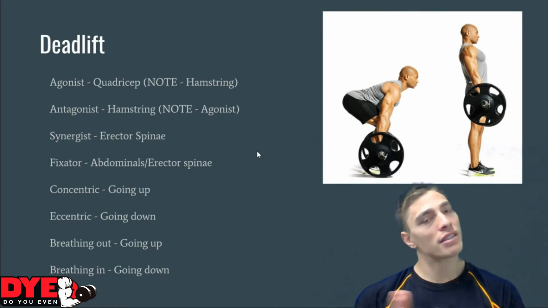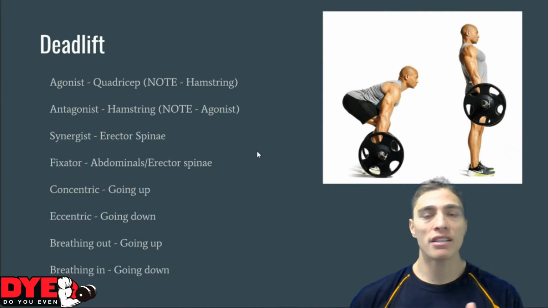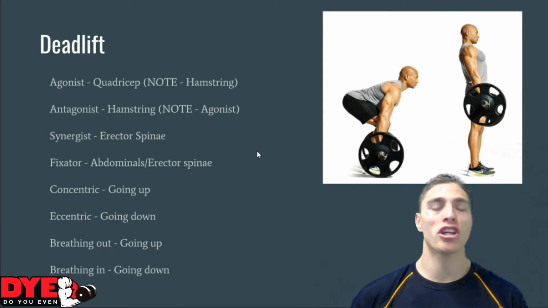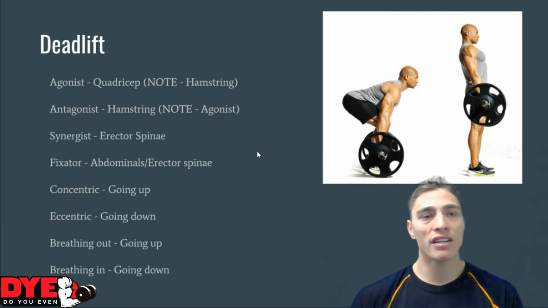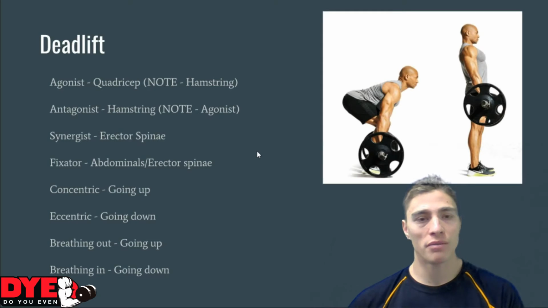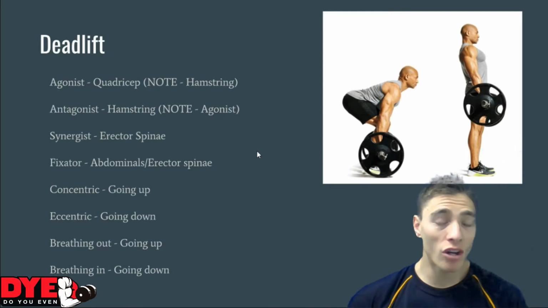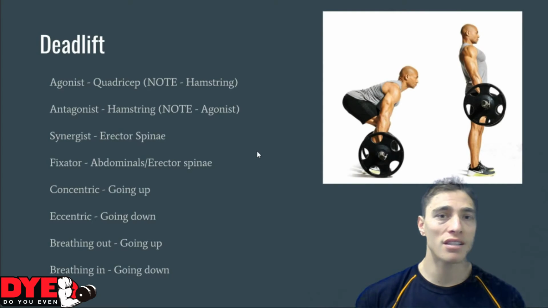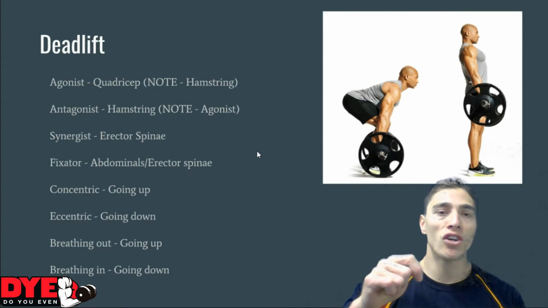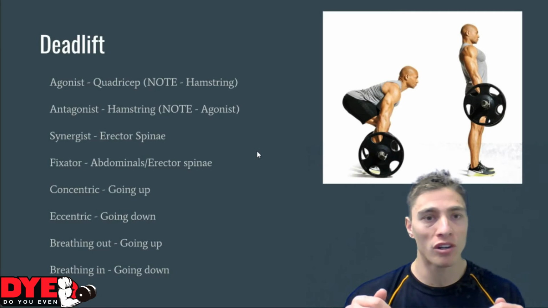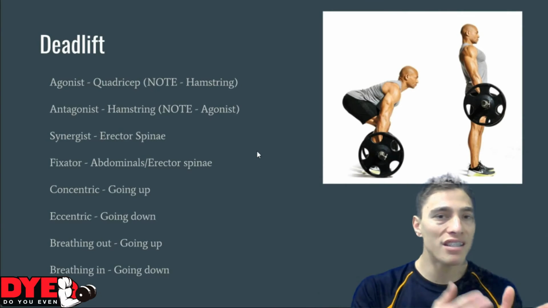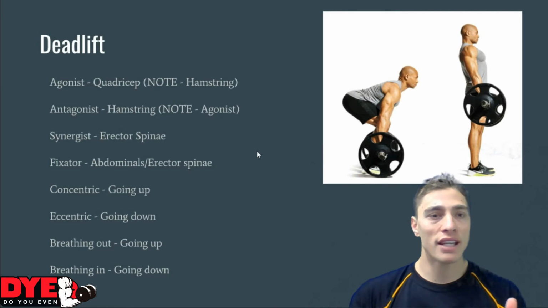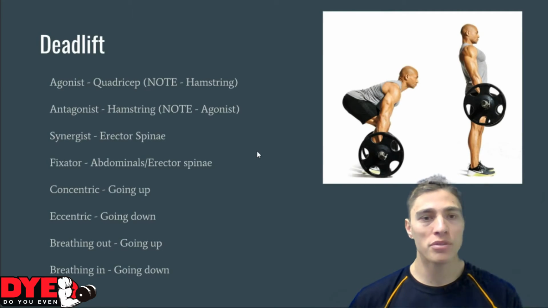Deadlift, so here's a niggly one. So the agonist, if you actually broke down the movement, when you are going up, pushing up, lifting the weights, your agonist would be the quadricep. I've got here note hamstring. So a lot of people consider a deadlift to be a hamstring exercise. This is correct if you are controlling the weight while you're lowering, and then that would be eccentrically working your hamstrings. So the antagonist, if we were to say quad, is your hamstring.